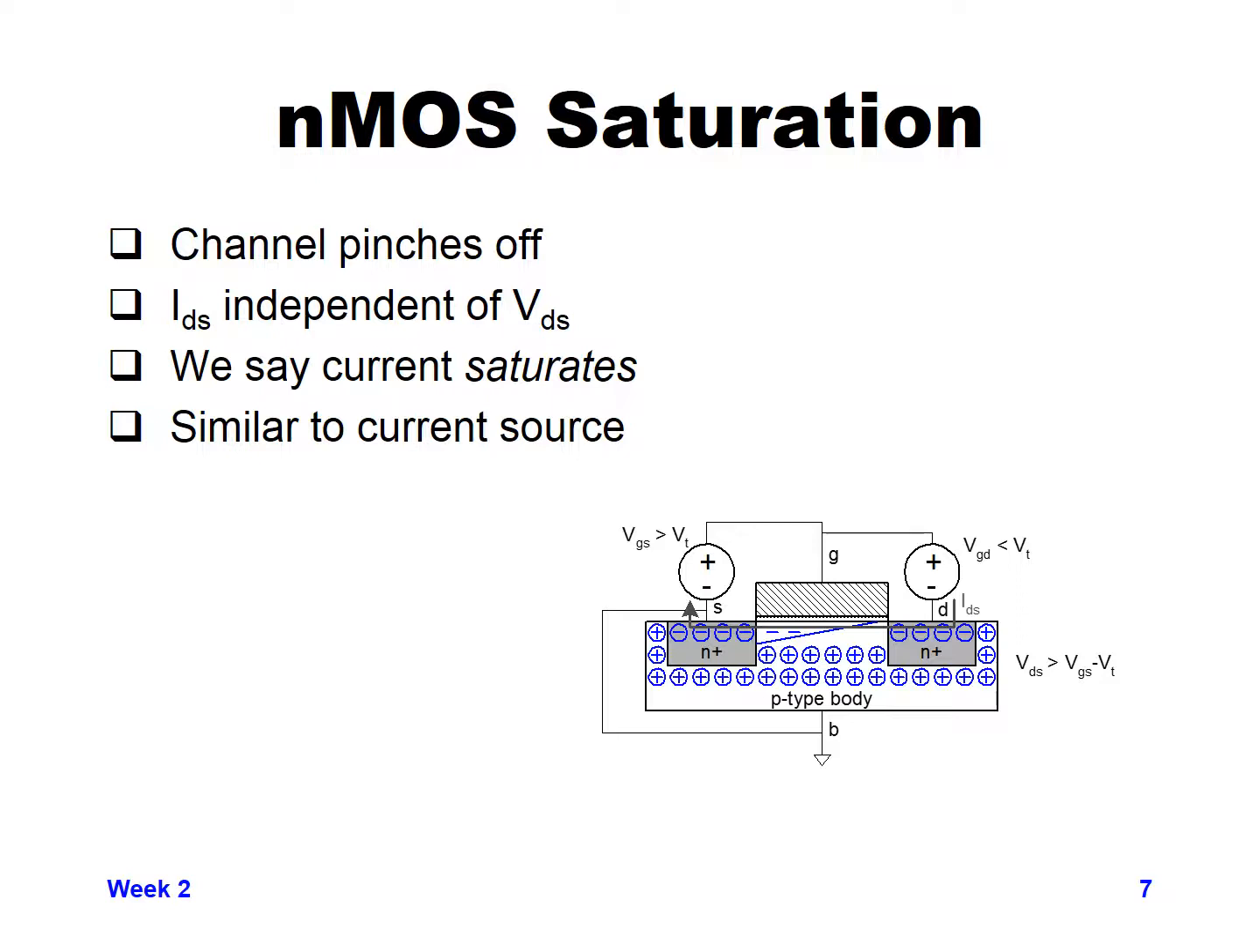And so your current basically maxes out at a certain point. As VDS gets larger and larger, the current stays flat and doesn't keep going any larger. So you're no longer acting like a resistor where your current goes up more as your voltage goes up more. It basically flattens off and becomes more like a current source, with constant current. So in this saturation region, your drain to source current is no longer dependent on VDS. As VDS changes, the current stays approximately the same, and so we say the current saturates. And like I said, it's similar to being a current source.